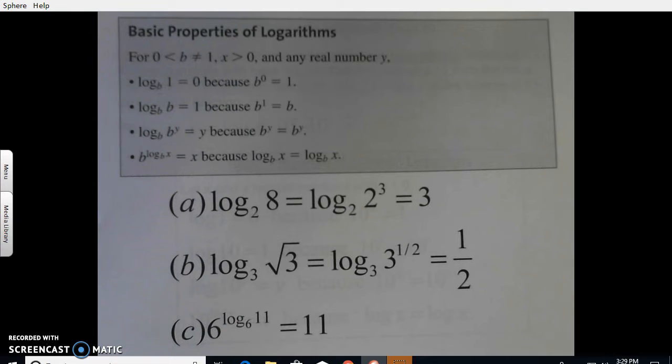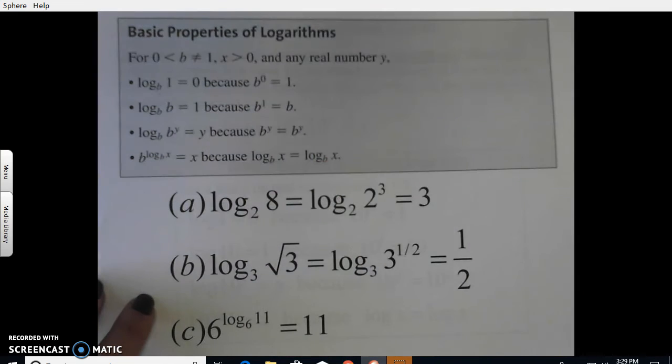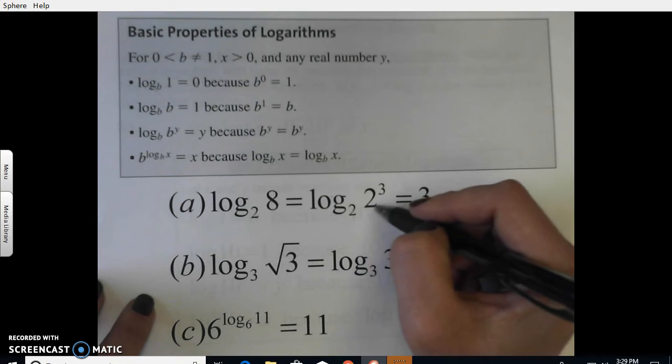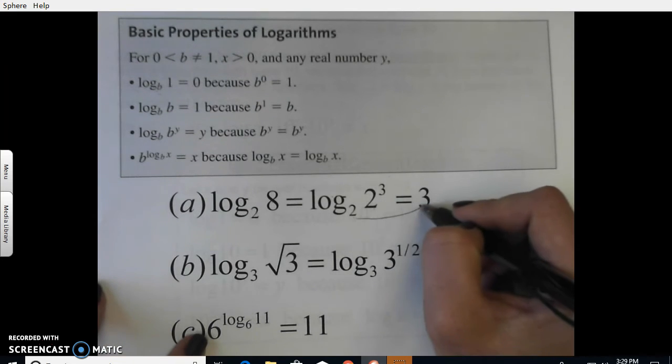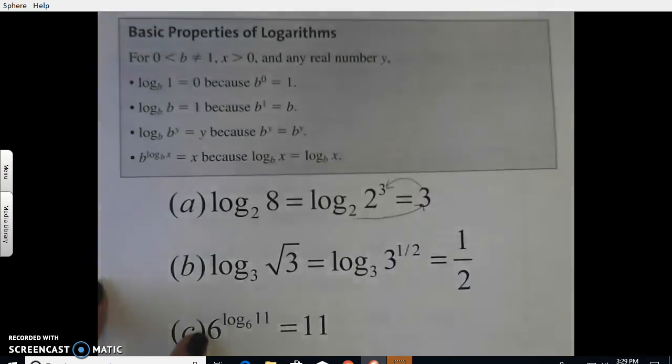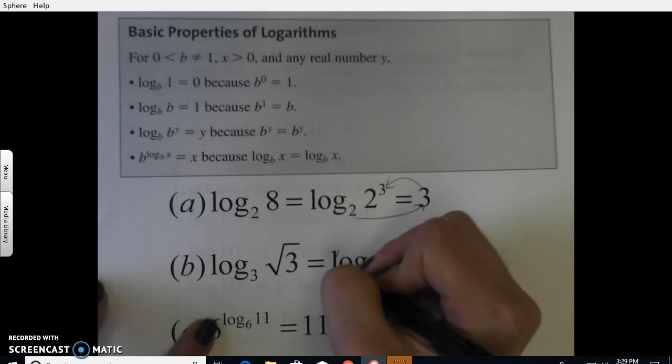Questions? Please write them down right here if you're confused. Log base 2 of 8 is equal to log base 2 of 2 to the third power. So that would mean 2 to the third power is equal to 2 to the third power.